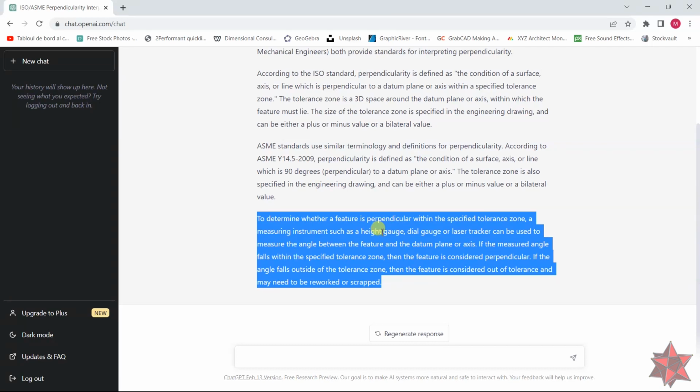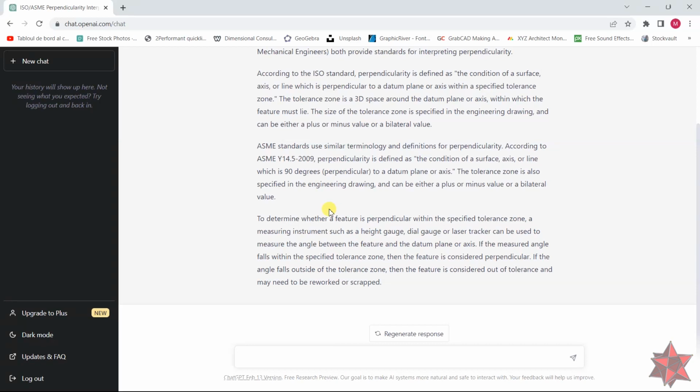I did have better answers for the perpendicularity in the past, but the section where it remembers the conversations has not worked for a while now. But overall, for the response, I give it a 9 out of 10, because it did provide good information after all. Good, let's move on to true position.